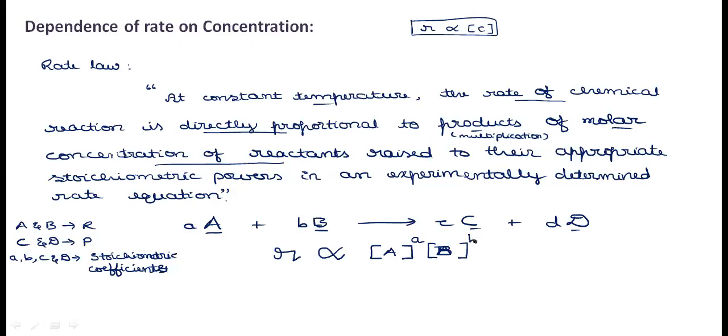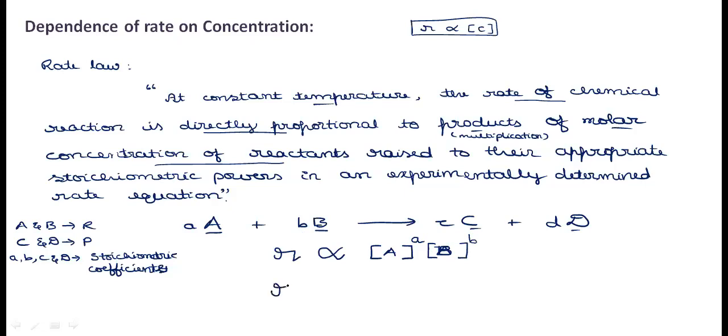For the concentration of A, its stoichiometric power is a, and for B, the stoichiometric coefficient b is raised as the power. Now this is the rate law statement: the rate of a chemical reaction is directly proportional to the product of molar concentrations of reactants raised to their appropriate powers in an experimentally determined rate equation.